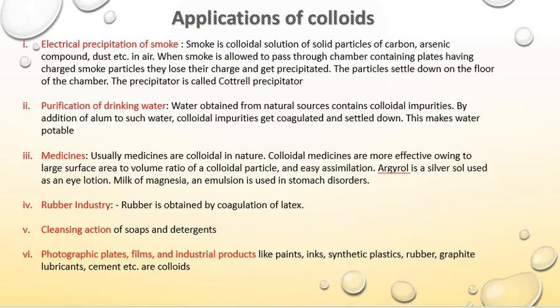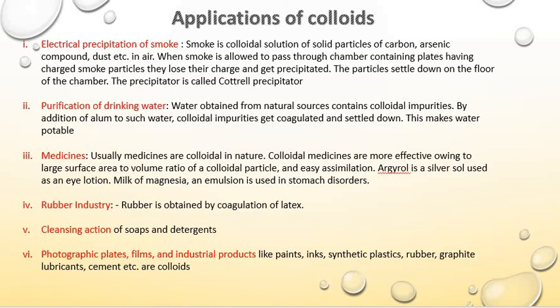Now, applications of colloids. Number one, application in electrical precipitation of smoke. Smoke is a colloidal solution of solid particles of carbon or arsenic or dust in air. When smoke is allowed to pass through a chamber containing plates having charge opposite to the smoke particles, they lose their charge and get precipitated. The particles settle down on the floor of the chamber, and the precipitator is called the Cottrell precipitator.